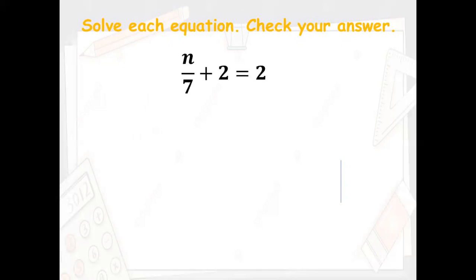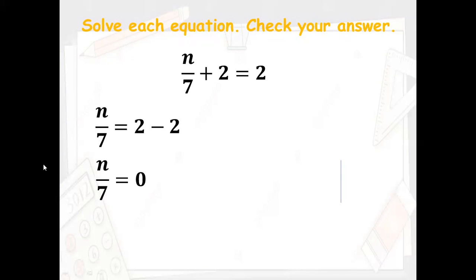Let's move on to the next example. We have n divided by 7 plus 2 equals 2. As always, solve the numbers first. So the plus 2 moves to the other side. What do you think that will become? That becomes a -2. So n over 7 equals 0, since 2 minus 2 equals 0.